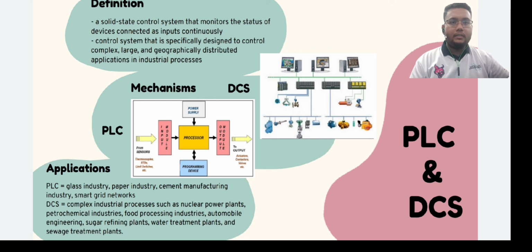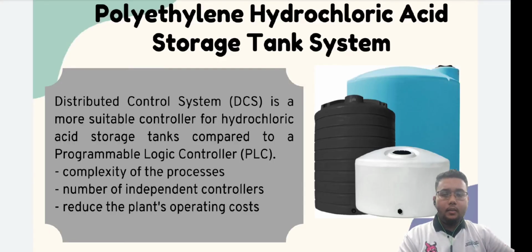For the DCS, DCS is used in complex industrial processes such as nuclear power plants, petrochemical industry, food processing industry, automobile engineering, sugar refining plants, water treatment plants, and also sewage treatment plants. And then the polyethylene hydrochloric acid storage tank system.